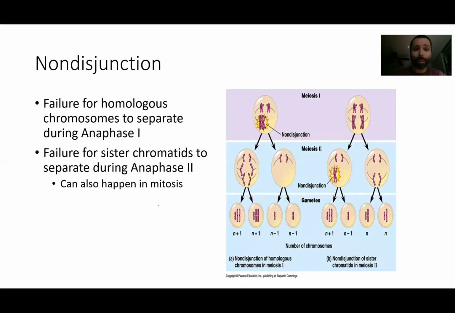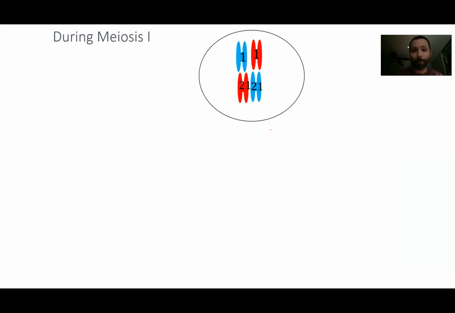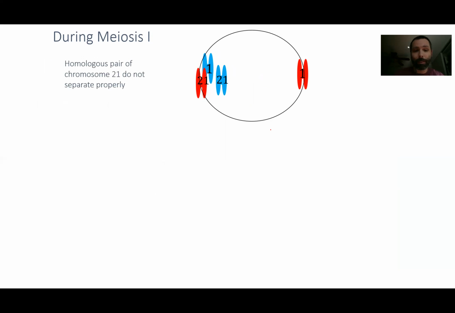It's called non-disjunction, meaning that the pairs failed to separate. It can happen in 2 different places because there's 2 different times where the chromosomes separate. Let's say that you have your chromosomes here during meiosis 1, and they're in metaphase because they're lined up in pairs, and then they split. But they didn't split. The number 1 chromosome split, the 21s didn't. The cell doesn't really realize that this is happening. It can't really make the distinction.